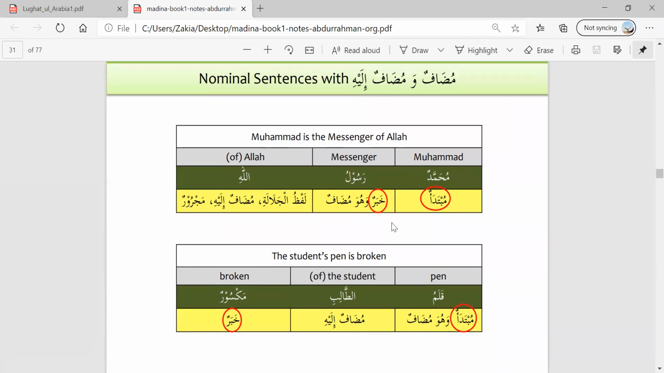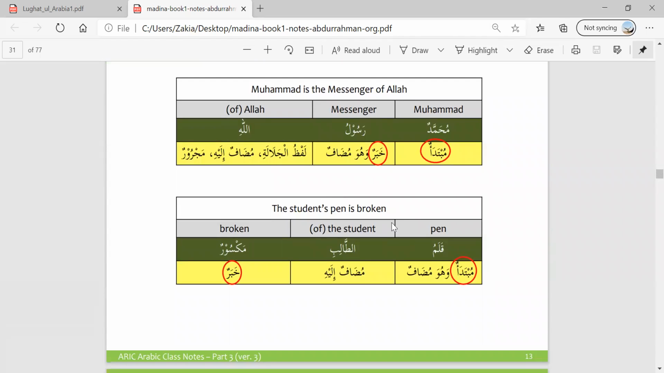Nominal sentence with mudaf and mudaf ilay. Muhammadun Rasulullahi. Okay, so here you see mudaf and mudaf ilayhi. So here's the nominal sentence. The first one, Muhammadun, is mubtada, is subject. Khabar is Rasulullahi, and this is mudaf. Then lafzul jalala, which is the name of Allah subhanahu wa ta'ala, is mudaf ilayhi, and it's majroor.